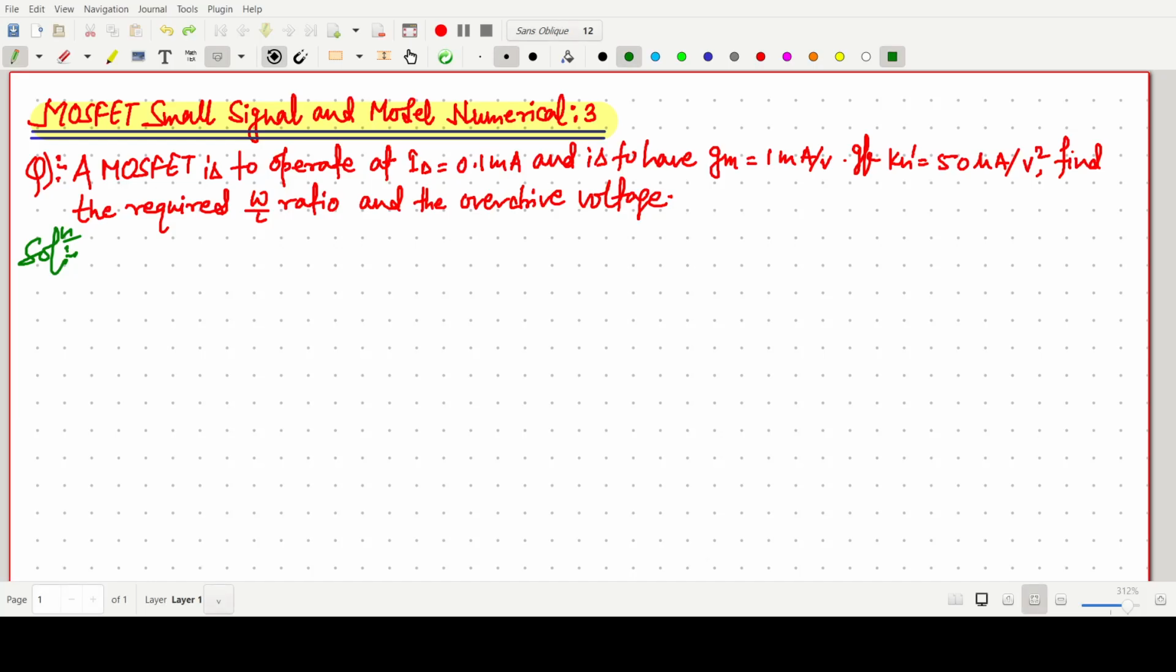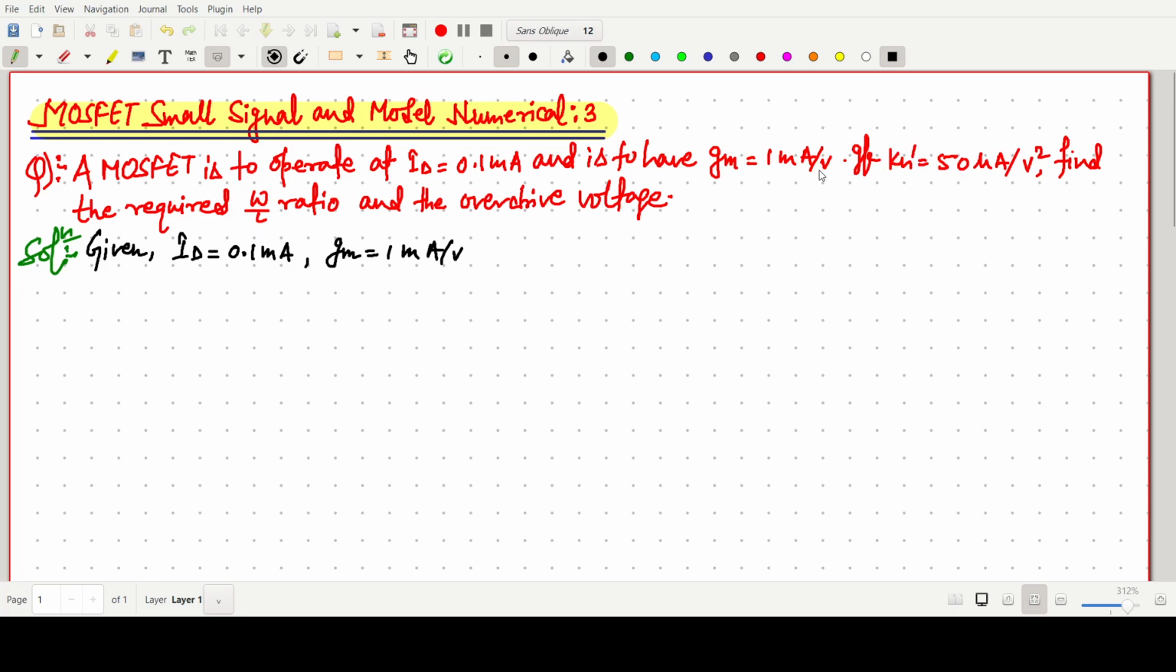Welcome everyone. In this video lecture, we will solve a problem based on the MOSFET small signal model and its operation. The question is: a MOSFET is to operate at ID 0.1 milliampere and it has a transconductance value of 1 milliampere per volt. The given things in the question are the drain current, 0.1 milliampere, and the transconductance parameter gm, which is also given, 1 milliampere per volt.